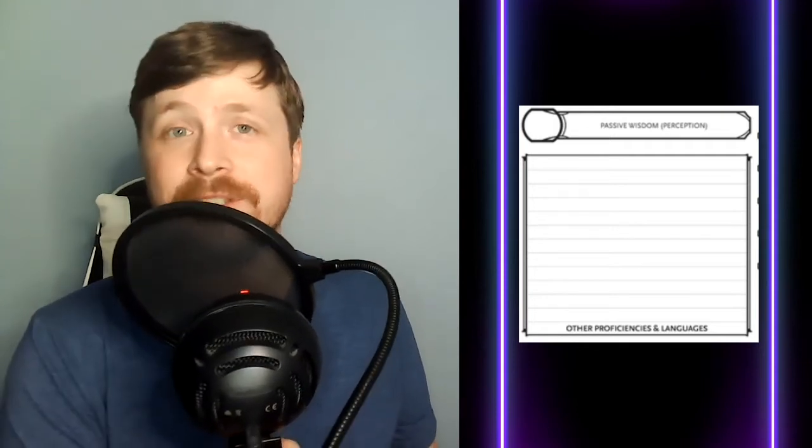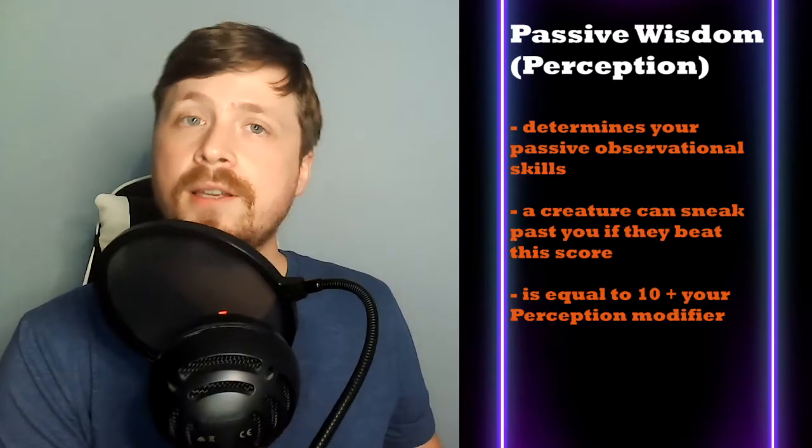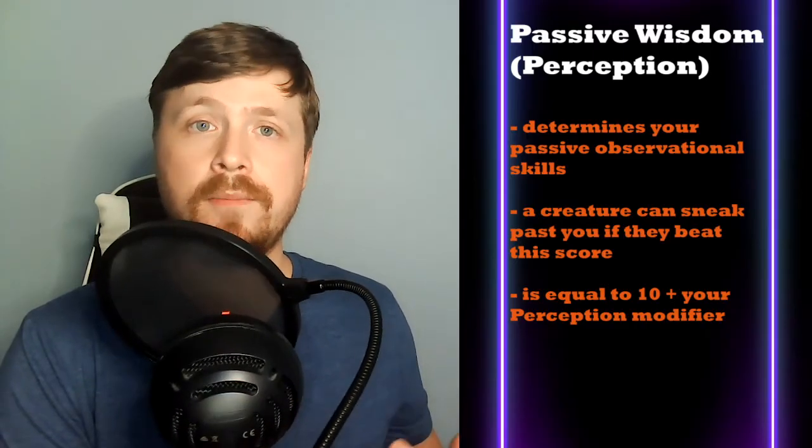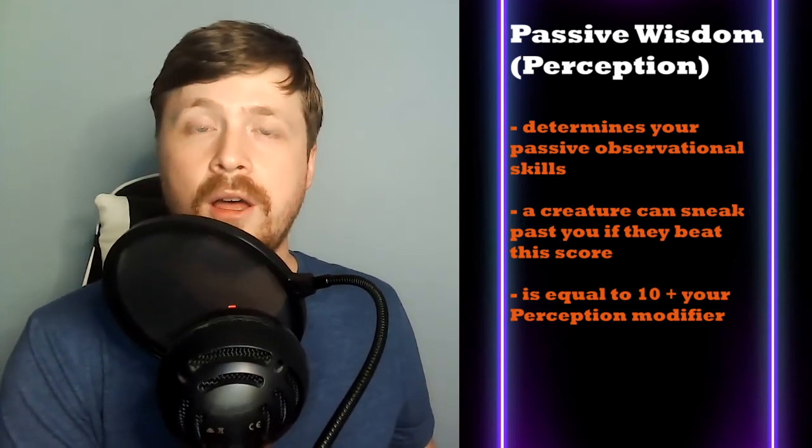And in the box below this, we can note our other proficiencies, such as languages, tools, weapons, armor, or even vehicles. Now, you might notice that in between these 2 sections, we have another spot that can be filled in called passive wisdom perception. This is the number that another creature has to meet or beat in order to successfully sneak by your character unnoticed.